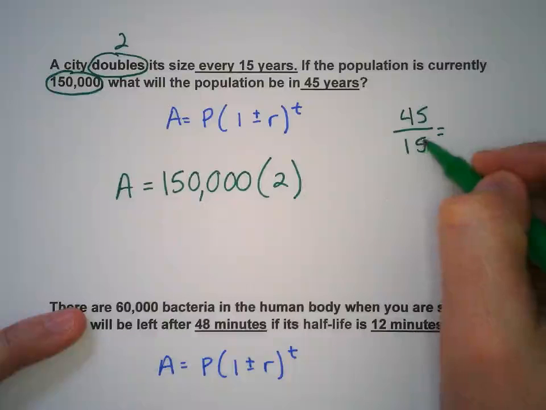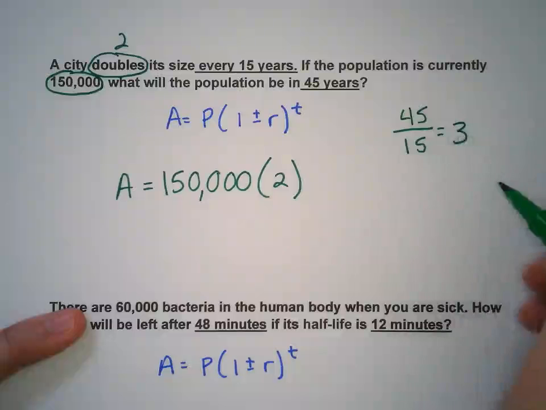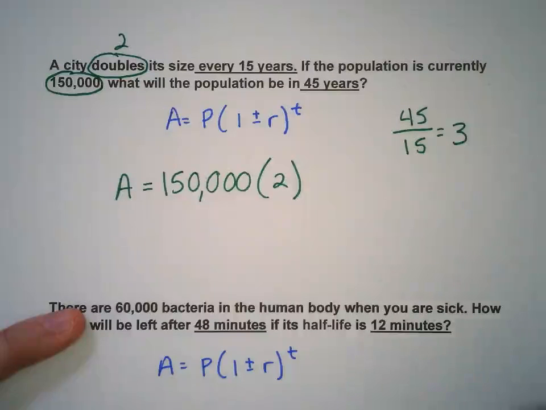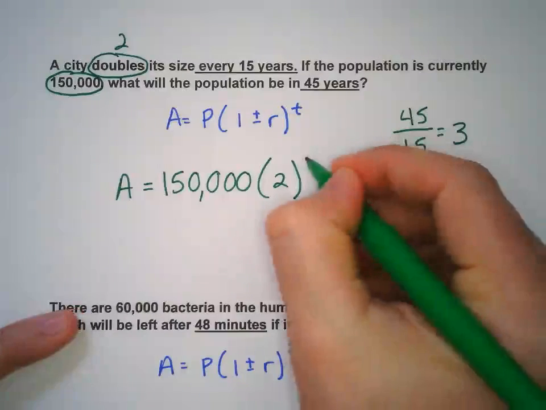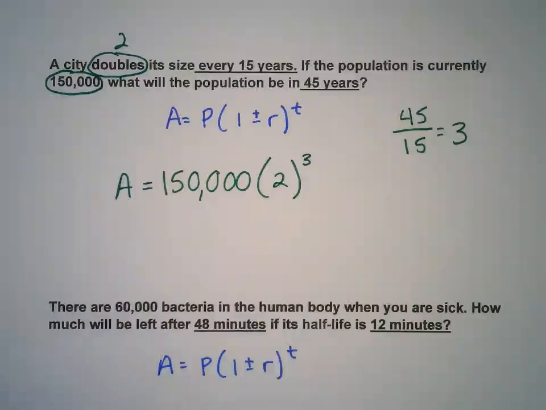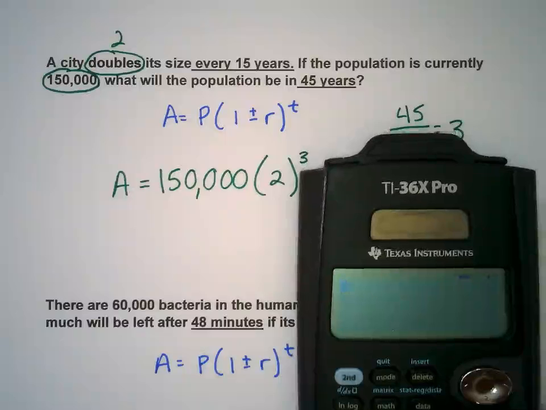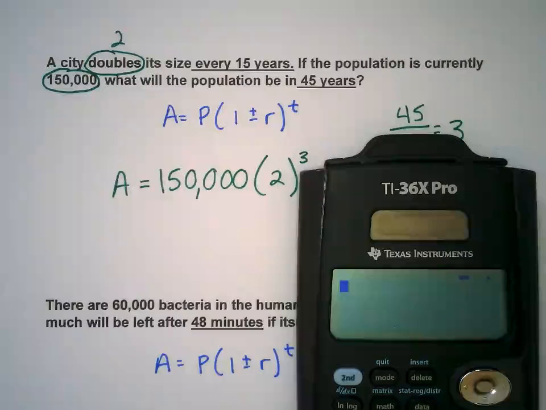So 45 divided by 15, you put that into your calculator, and you get 3. So the population is going to double 3 times in 45 years. So the time would be 3. So you put a 3 up there for your time. Again, a little tricky, but you've got to understand where that 3 came from. We had to divide in order to get that 3, how many times it doubles in 45 years. So we put it into our calculator.